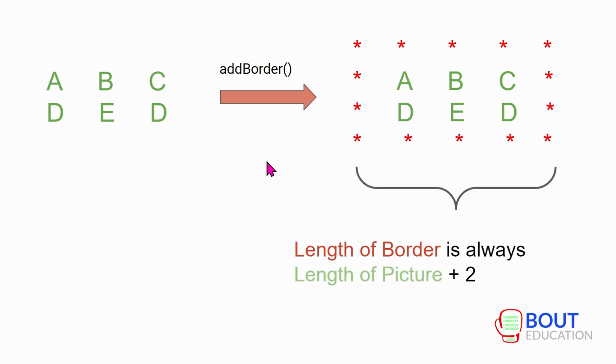Some of the key things that we can get out of this is that the length of the border is always going to be the length of the picture plus 2. Because we're padding each side with 1 asterisk, the length of the border is always going to be plus 2.